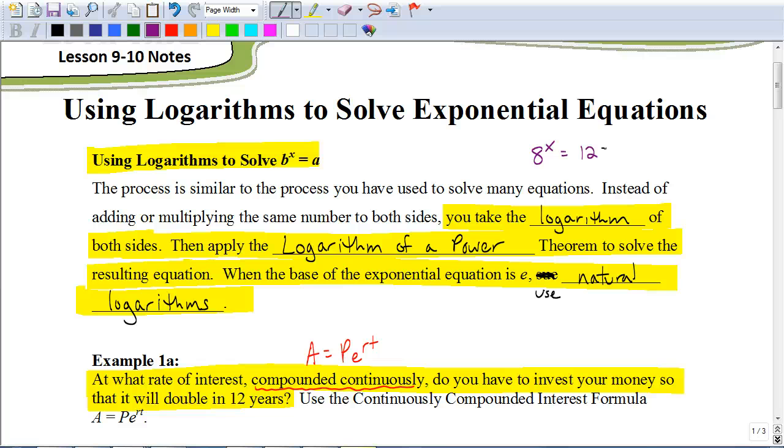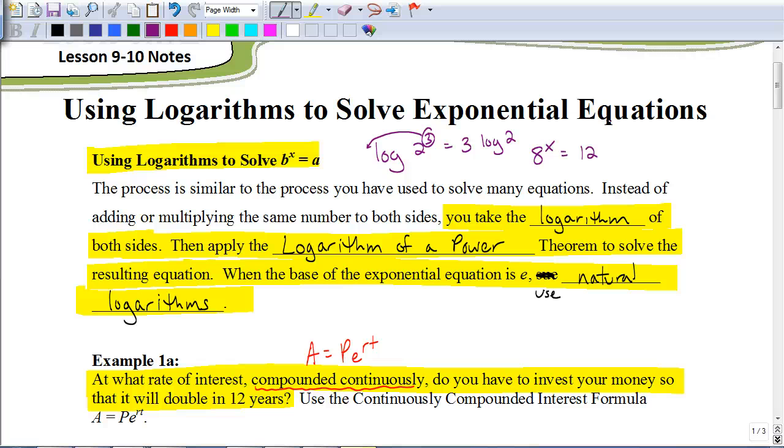Now, in order to do that, what we're going to do here is what's highlighted. It says you take the logarithm of both sides. That's the first step. After doing that, we're going to apply the logarithm of a power theorem. Remember, that's one of the theorems we learned about in the last lesson that says if I had a situation like this, where we have the log of 2 cubed, that's the same as 3 times the log of 2, because this exponent we can park in front of the logarithm. That's the logarithm of a power theorem. So that's what they're referring to there, that we're going to apply after we take the log of both sides.